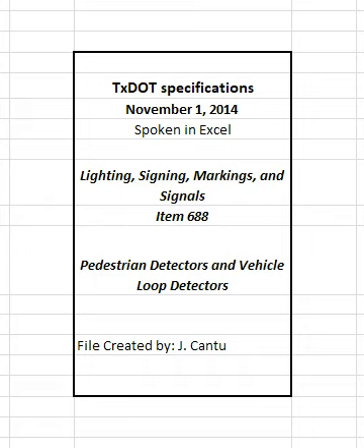2. Materials. Provide new materials that comply with the details shown on the plans, the requirements of this item, and the pertinent requirements of the following items. Item 618, Conduit. Item 624, Ground boxes. Item 682, Vehicle and pedestrian signal heads. Item 684, Traffic signal cables.